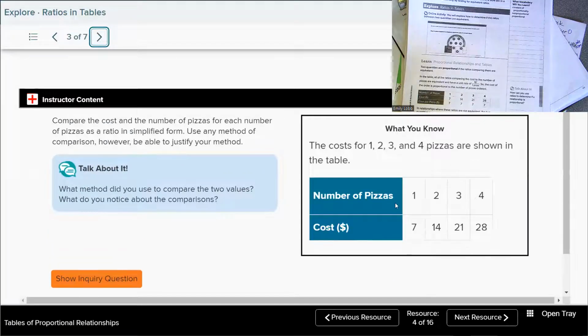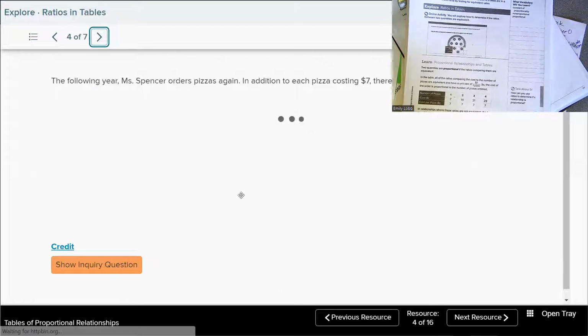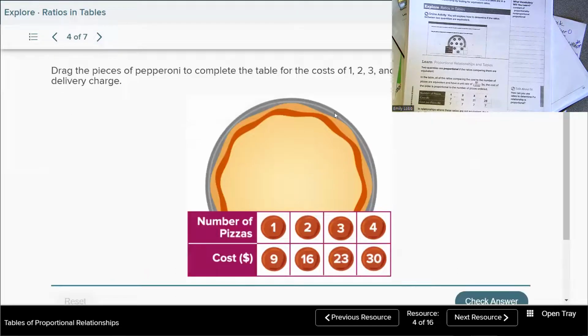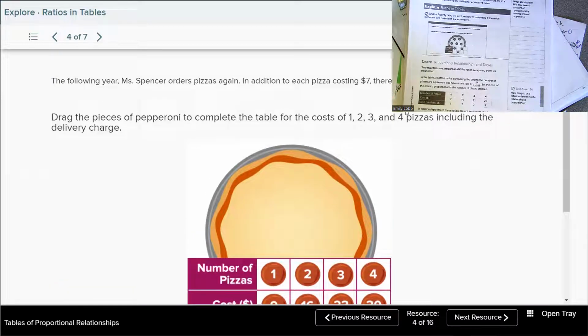So now, if we were comparing them, we would say 7 divided by 1 is 7. 14 divided by 2 is 7. 21 divided by 3 is 7, and 28 divided by 4 is 7. That gives us our constant of proportionality. So it kind of sounds like you guys already have this. They dragged the pieces of pepperoni to complete the table for the cost of 1, 2, 3, and 4 pizzas, but now there's a $2 delivery charge.